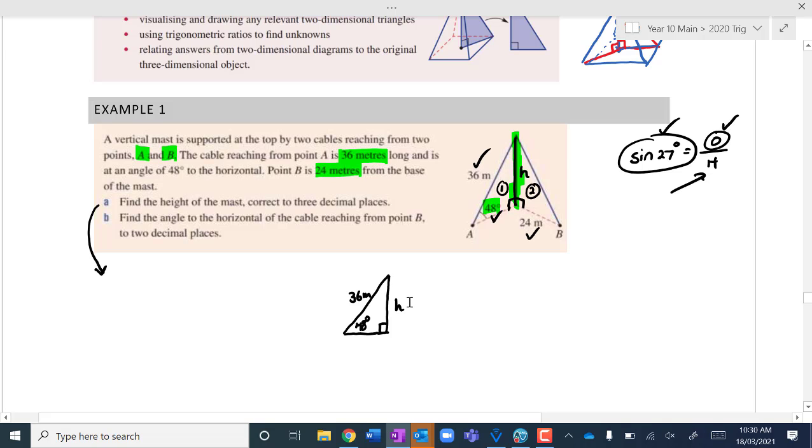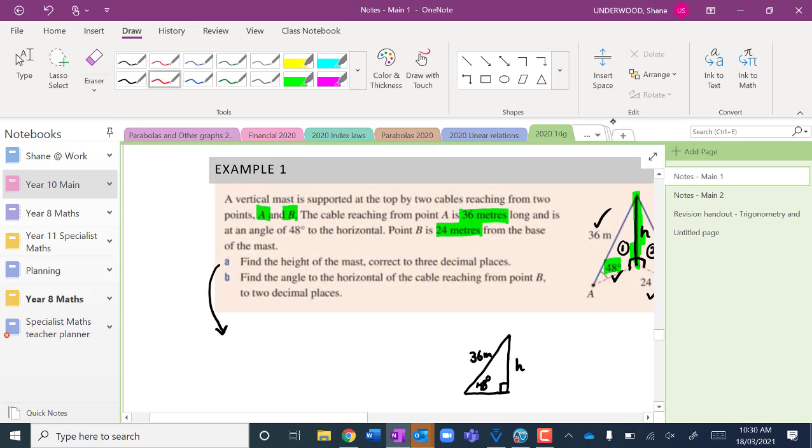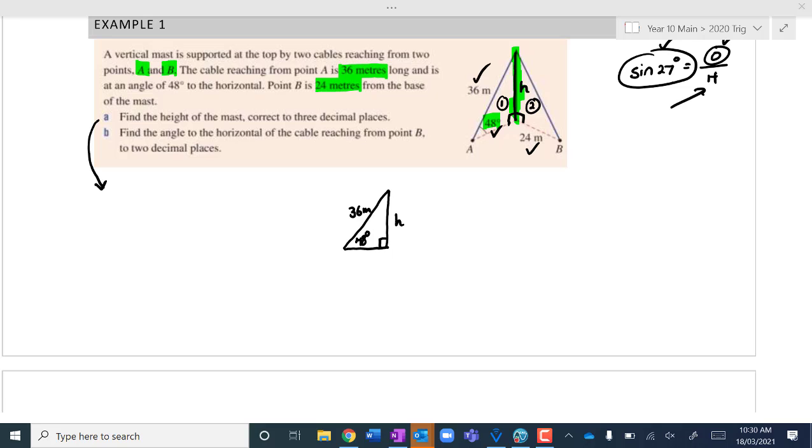Find the height of the mast. Well, let's label the triangle properly. You need to do that for every triangle. This is adjacent to the angle, isn't it? And this is the opposite of the angle. And we do know the hypotenuse. Now, we don't know what the adjacent is. Yeah, sure, we could find it later if we wanted to, but what we're concerned about is finding the height. So that means we've got the opposite and the hypotenuse.